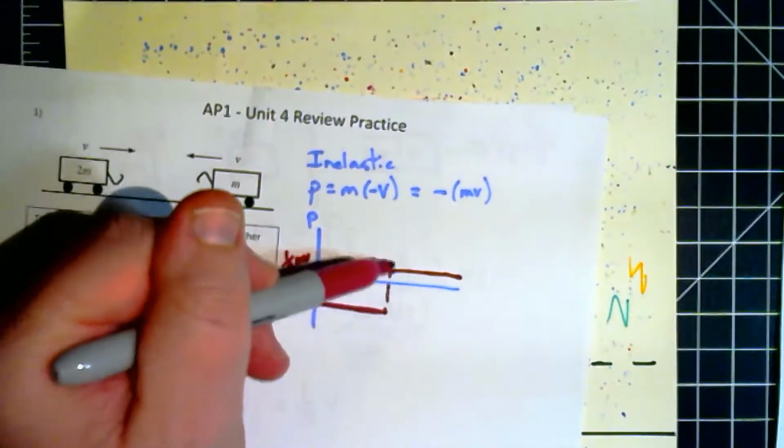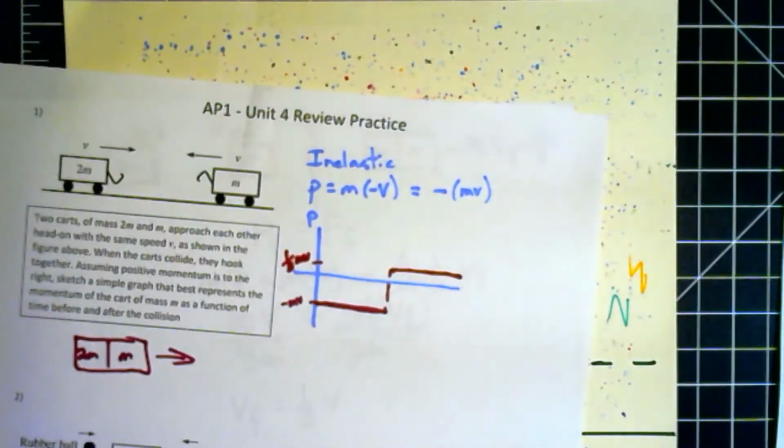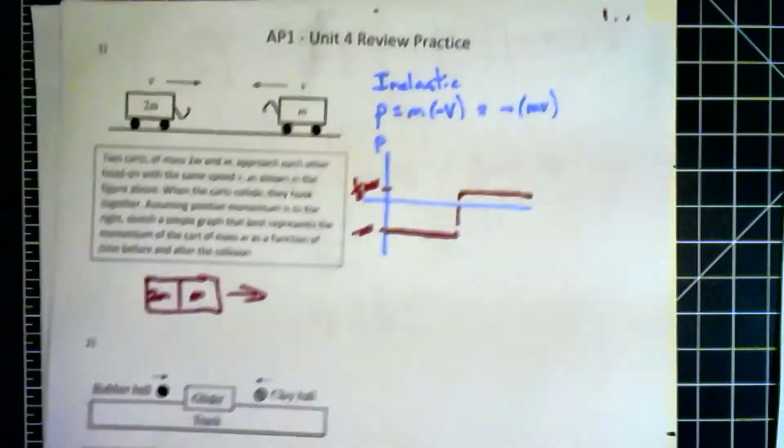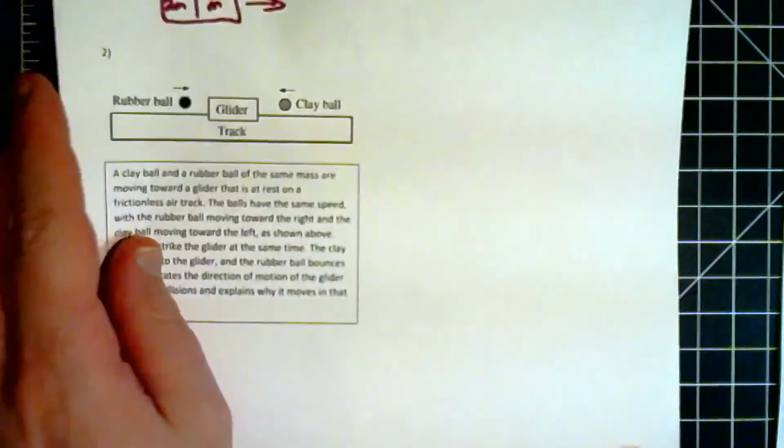Now you don't have to draw the vertical line, only the horizontal line matters, but it just shows you that transition. Okay. Question number 2 is a similar kind of question.